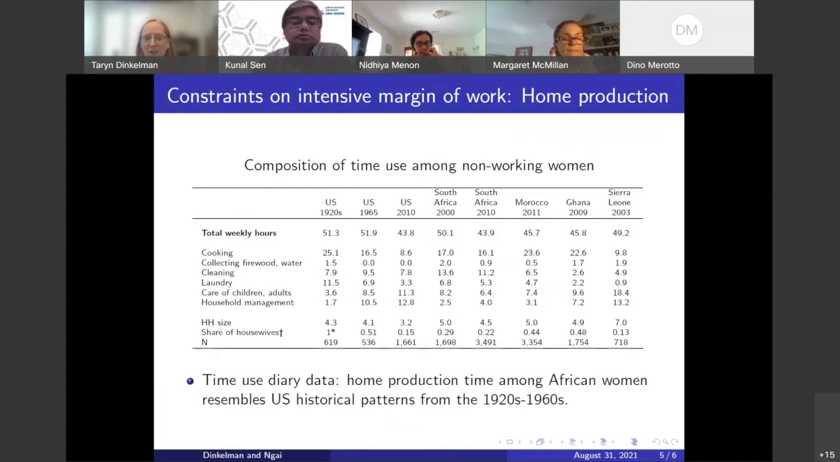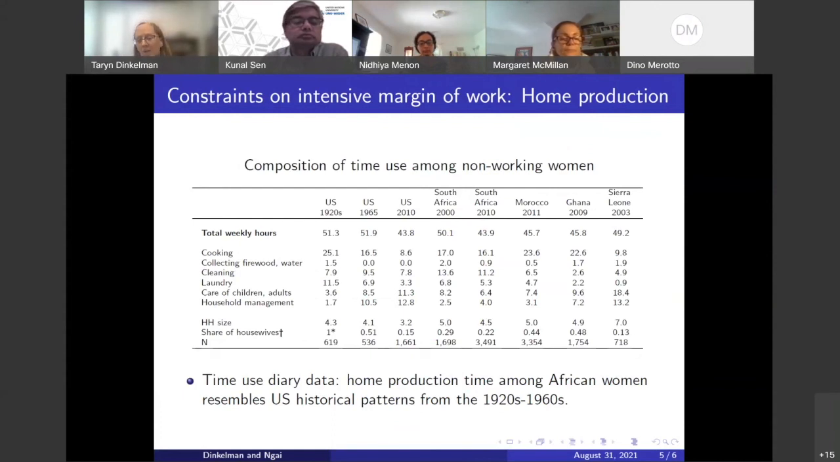And so there are a couple of interesting facts that we document. One is obviously that in the US from the 1920s to 2010, there's been a big decline in total weekly hours in home production. And a lot of that decline is accounted for by a reduction in time spent in cooking, cleaning, and doing laundry. In contrast, in the African countries for which we have data, at different levels of income, housewives still spend upwards of 40 hours a week in home production.